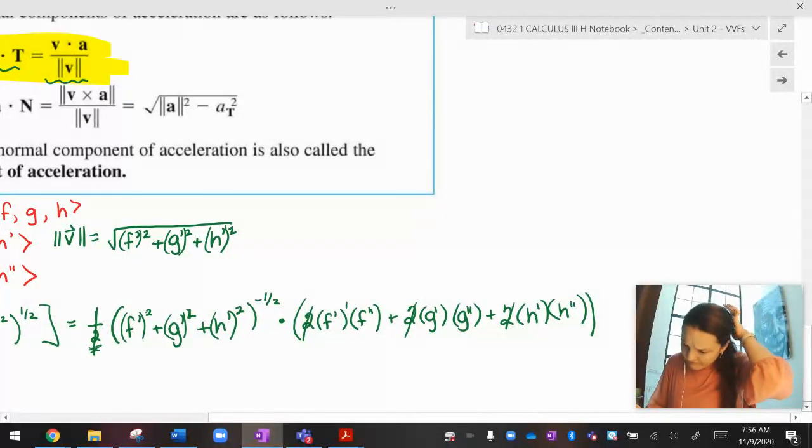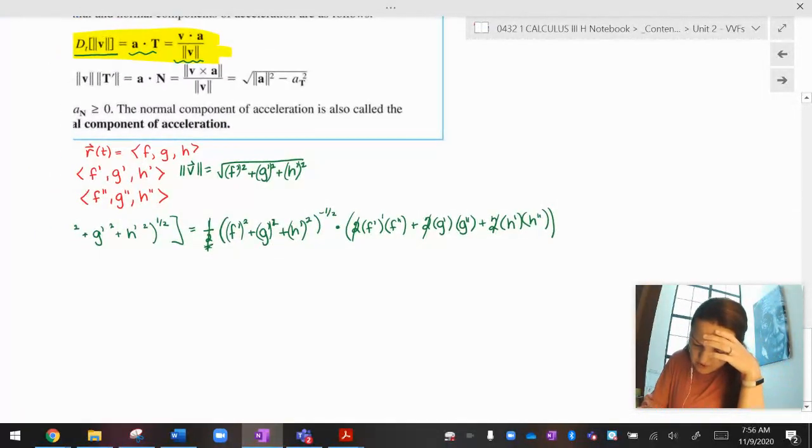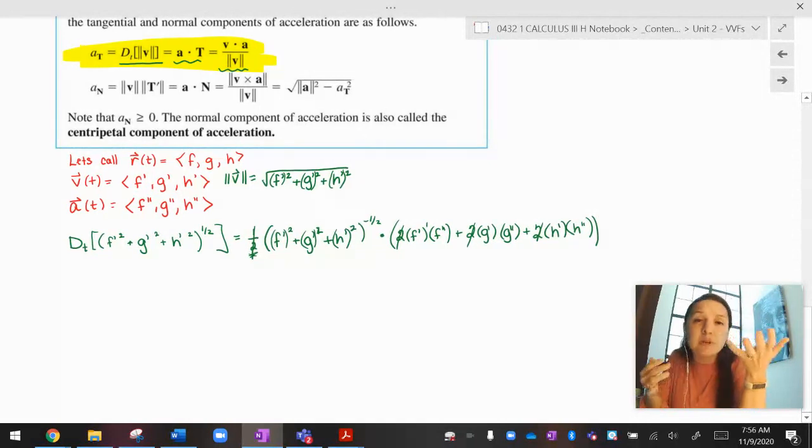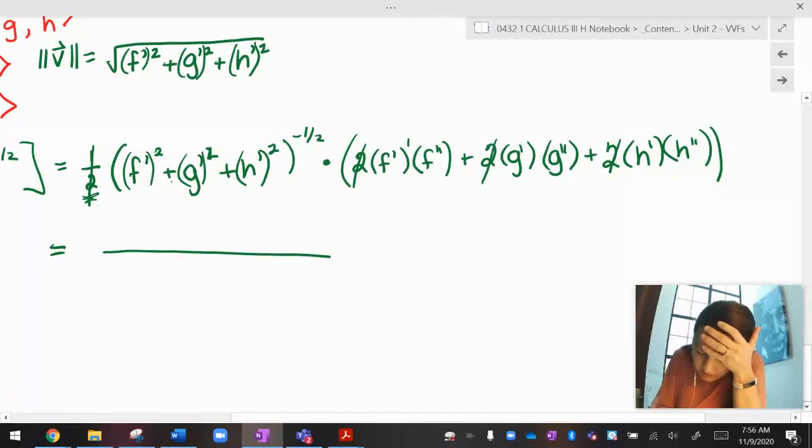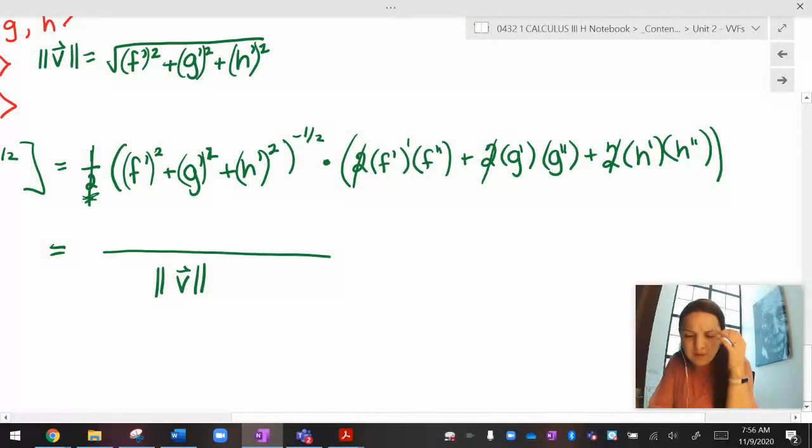Okay. Well, let's see. What does that look like? I'm pretending I know what it looks like. But what does this look like? Well, what I could also do with this is say, you know what? If that's to the negative 1/2, now I have f prime squared plus g prime squared plus h prime squared to the negative 1/2. Isn't that really just the magnitude of v on the bottom? Because we said the magnitude of v is right here. It's f prime squared plus g prime squared plus h prime squared square rooted. So I got the magnitude of v on the bottom.